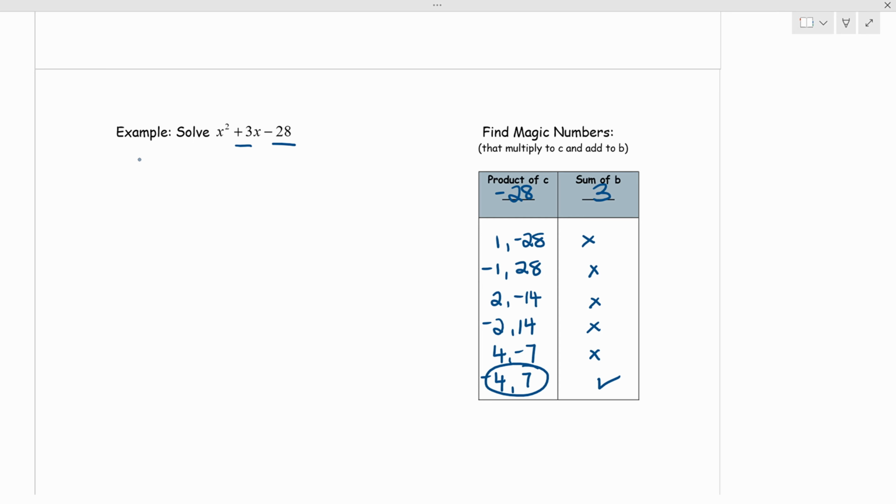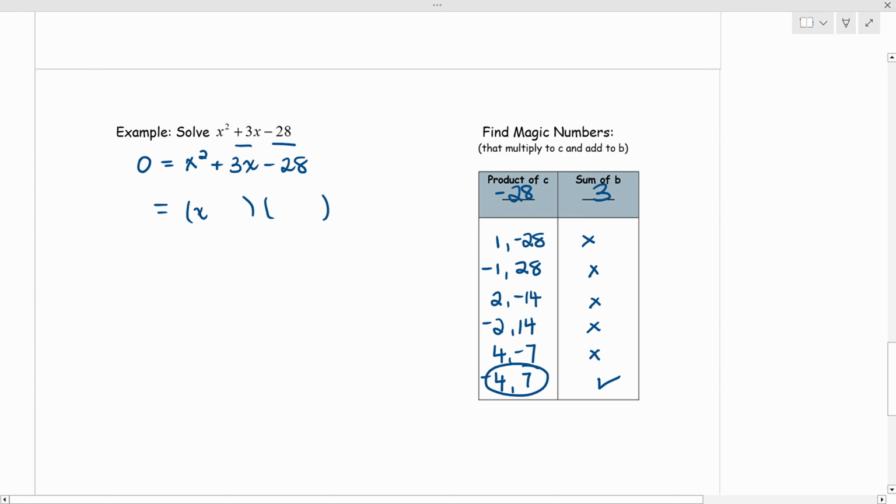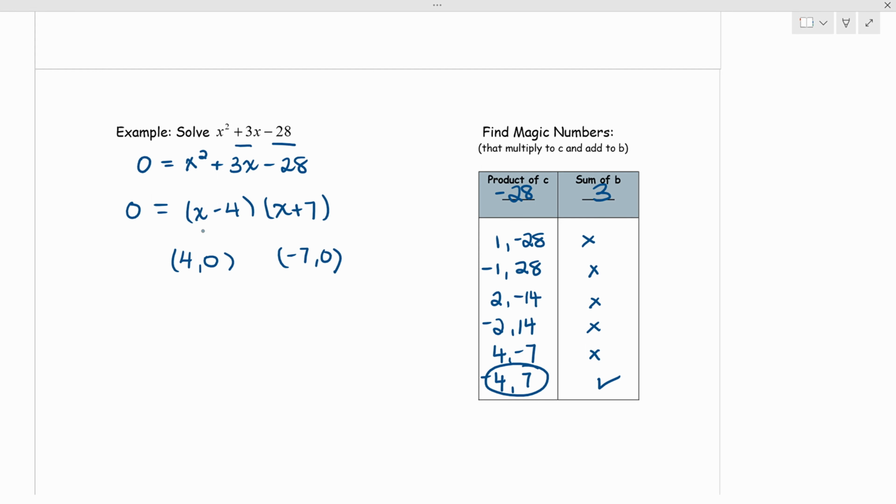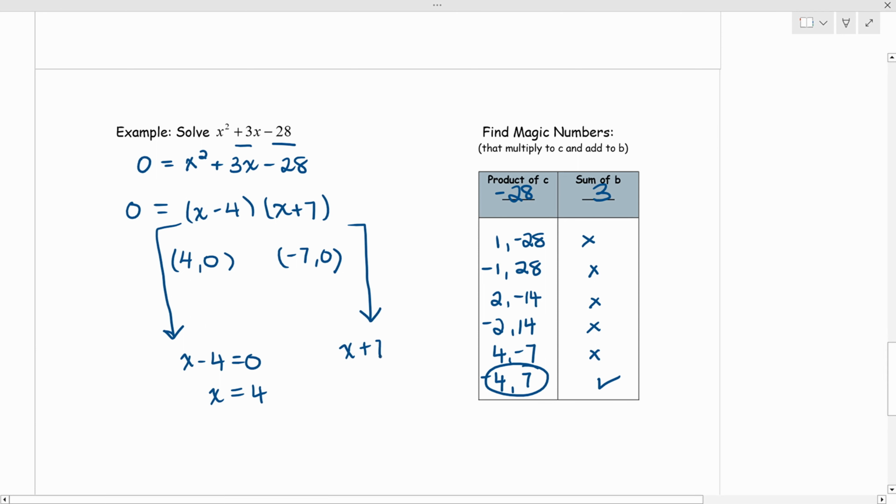So what we're going to do is say 0 is equal to x squared plus 3x minus 28. We're going to set up our two brackets. X and x are here. And now we're just going to insert -4, +7. So our two factors are x minus 4, x plus 7. Our x-intercepts are going to be (4, 0) and (-7, 0). Why? Because if I go to solve this, x minus 4 is set to 0. So x equals 4. There it is. And if I go to solve this one, x plus 7 is equal to 0, so x equals -7.